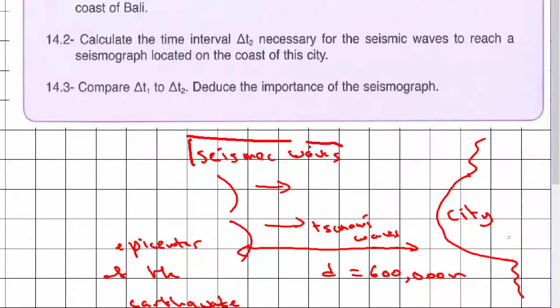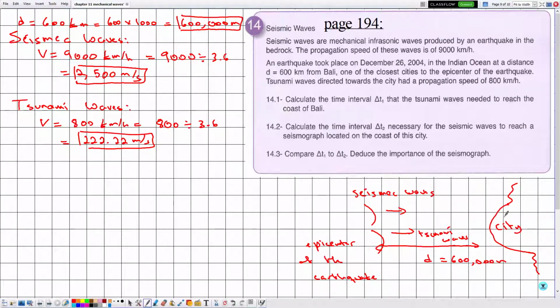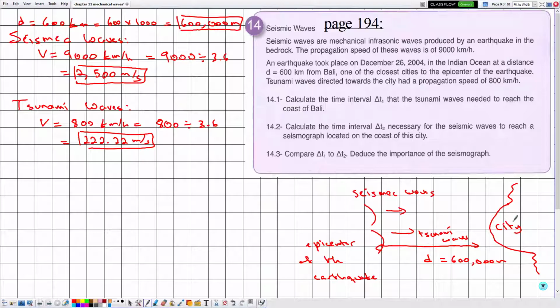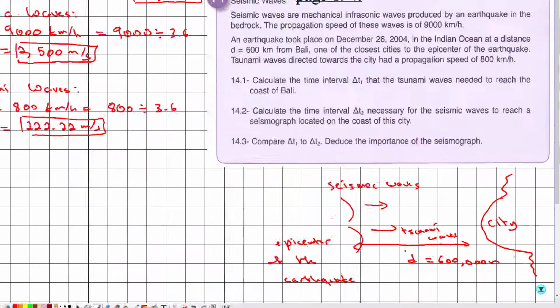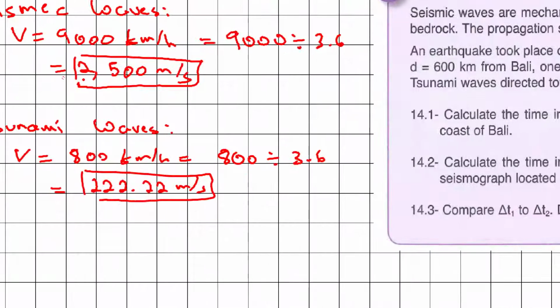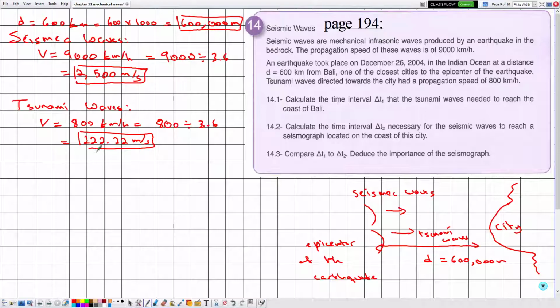This wave will be responsible for the vibration that the people can feel living in the city, whereas the tsunami waves are the water waves. Okay, both of these waves are traveling at different speeds. The first one is given by 2500, the second one is given by 222.22. So actually the people living here will feel the seismic waves, then second on they will encounter the tsunami waves. So now let's proceed.